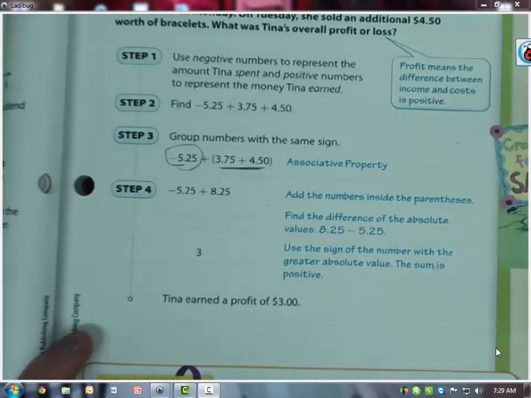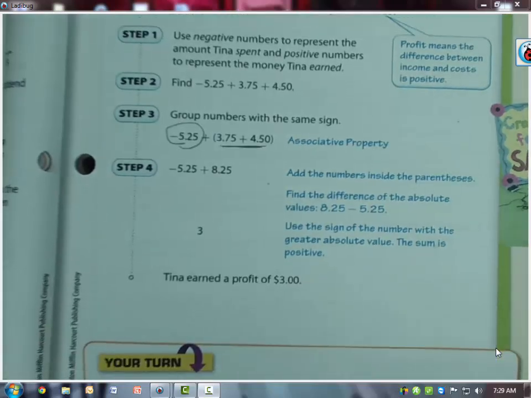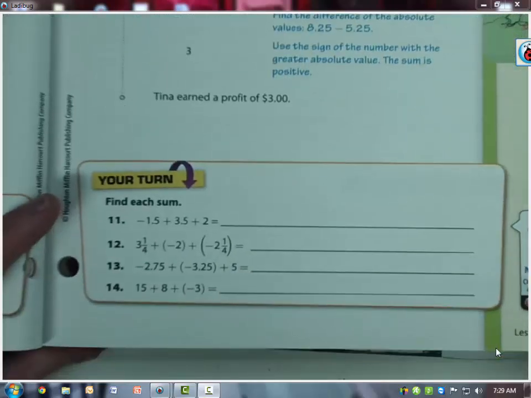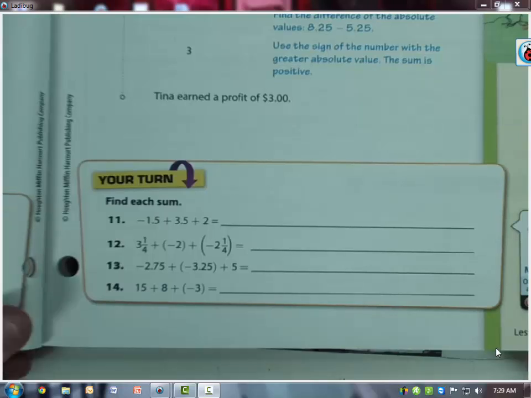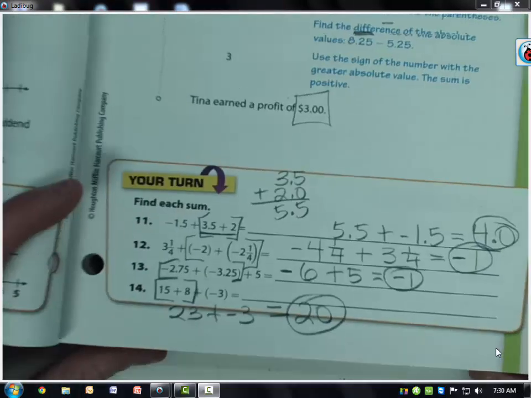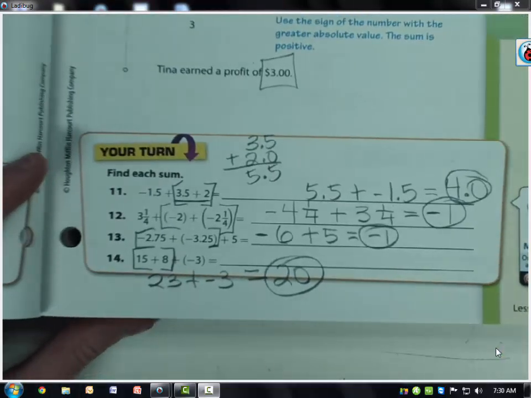Okay, welcome back. This is the last thing, so bear with me. Okay, I can't see my papers. Okay, for number 11, we should have added 3.5 plus 2, and we should have gotten 5.5. Then we should have subtracted, because we're adding different signs, and we should have got positive 4, or 4.0.